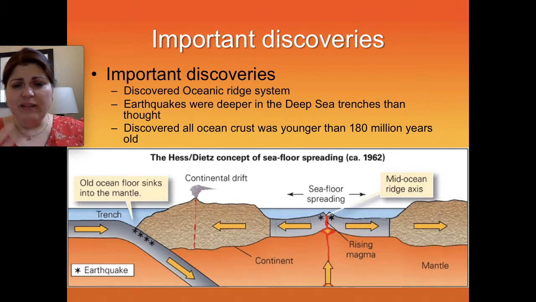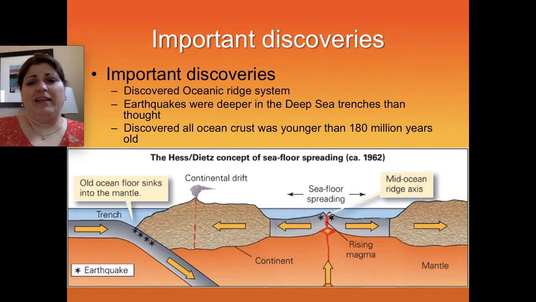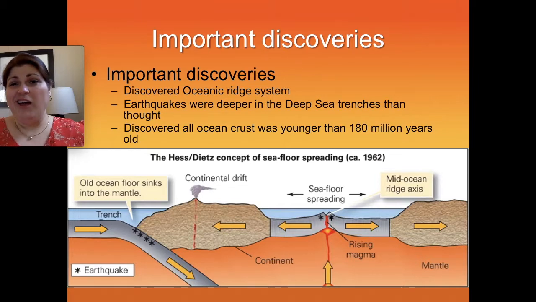Additionally, when they studied the age of the seafloor, they found out that most of the Atlantic Ocean was younger than 180 million years old. If you remember your geologic history, 180 million years was smack dab in the middle of the Paleozoic era, right around the time we thought Pangaea broke up.